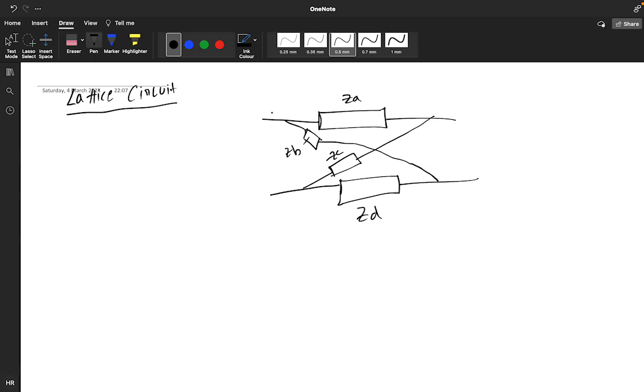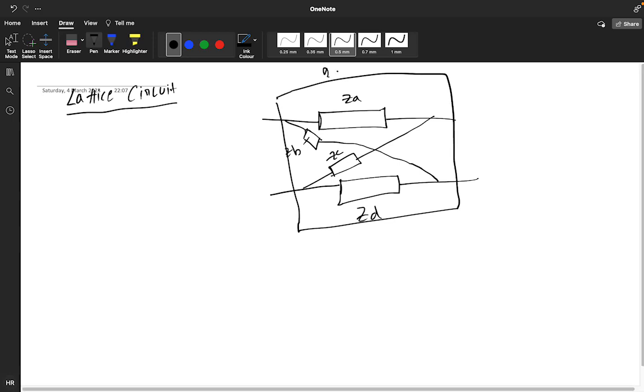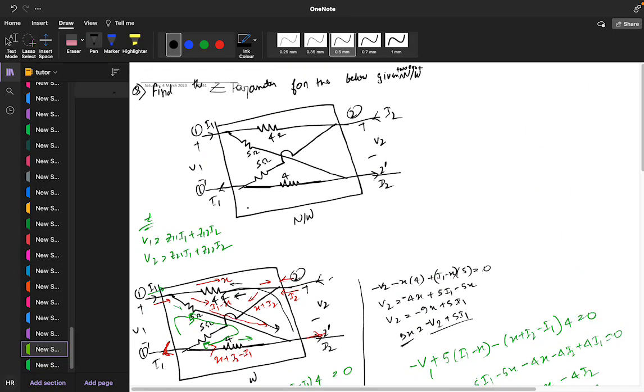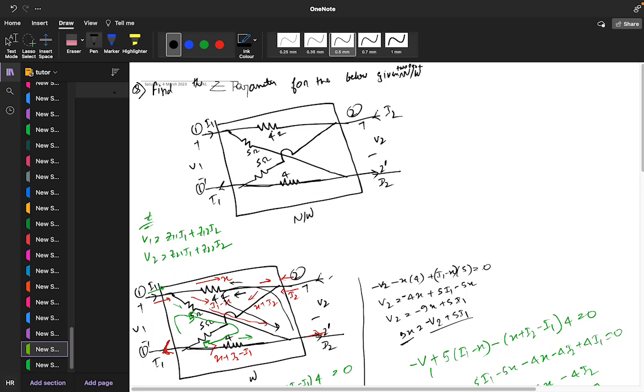This is your two-port network only. Okay, two-port network. So I'm not writing V1, V2 and all. This kind of network, we were having the same structure, right? See, we were having the same structure. This is ZA, this is ZD, and this is ZB, and this is ZC, right?